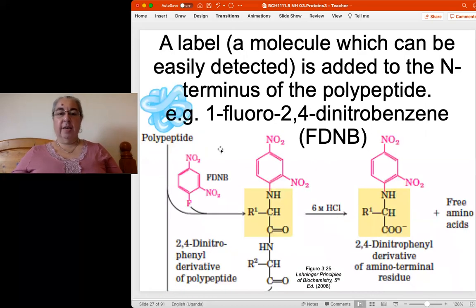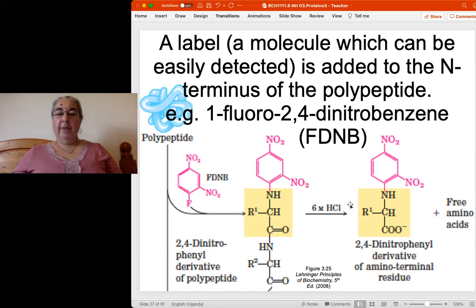Okay, so this is how we do this. FDNB stands for 1-fluoro-2,4-dinitrobenzene. This is what it looks like, shown in red here. So here is our polypeptide chain, and here is the N-terminal end. The label attaches through a chemical reaction to the nitrogen of the amino group. Okay, so there is now a label attached to the amino group of the N-terminal amino acid, but not to any of the other amino acids in the chain.